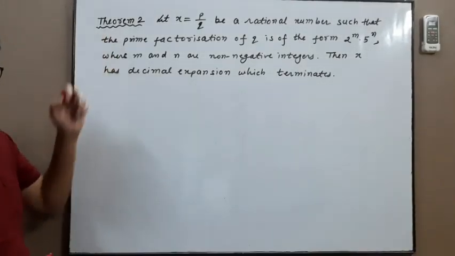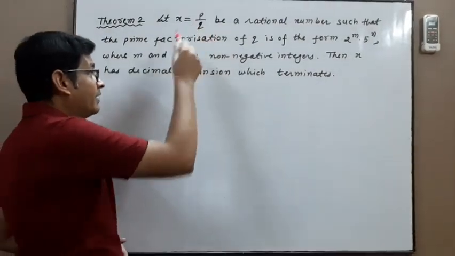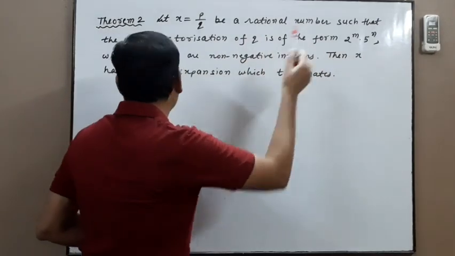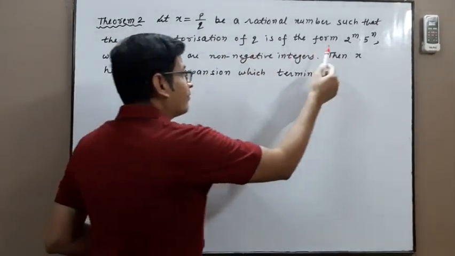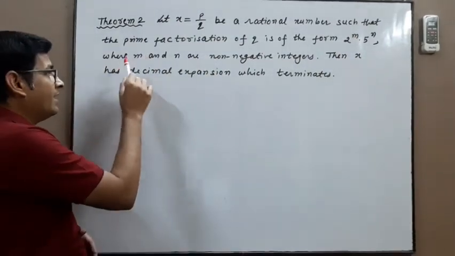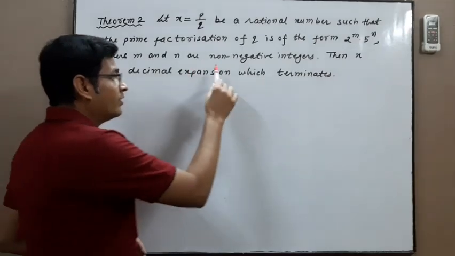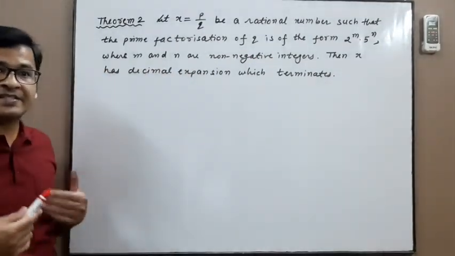Theorem 2. This is the converse of Theorem 1. Let x equal to p by q be a rational number such that the prime factorization of q is of the form 2 raised to the power m into 5 raised to the power n, where m and n are non-negative integers. Then x has a decimal expansion which terminates.